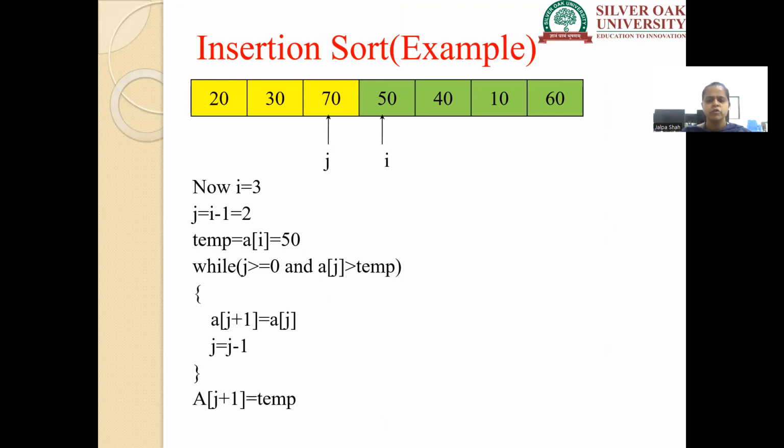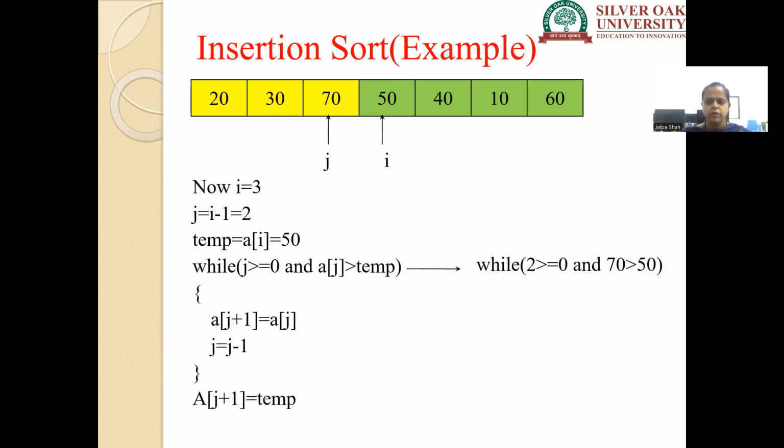I will go on 50 and J will be minus 1 to it, so on 70 your J pointer will be designated. So I equal to 3. J equal to I minus 1, so J will go to index 2. Temporary equal to A of I equal to 50. So while J is greater than or equal to 0 and A of J is greater than temporary.